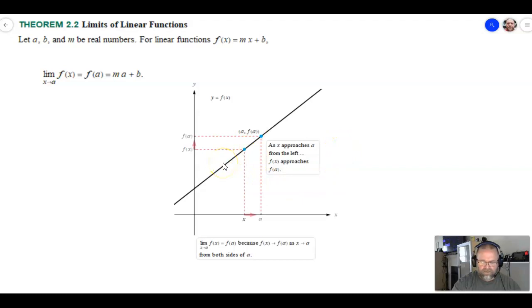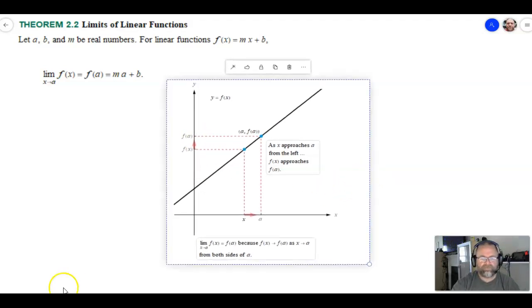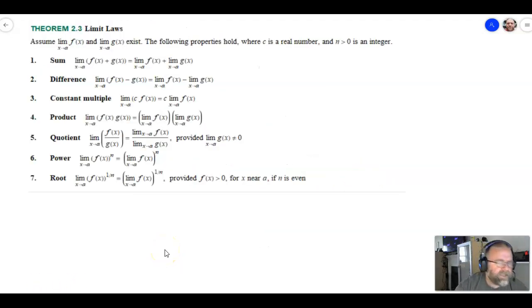So now let's move on to the second one. If you want to take a look at a couple of examples, you can look at example 1 on page 71. But I want to talk a little bit more about the limit laws. All right, this is on page 72.